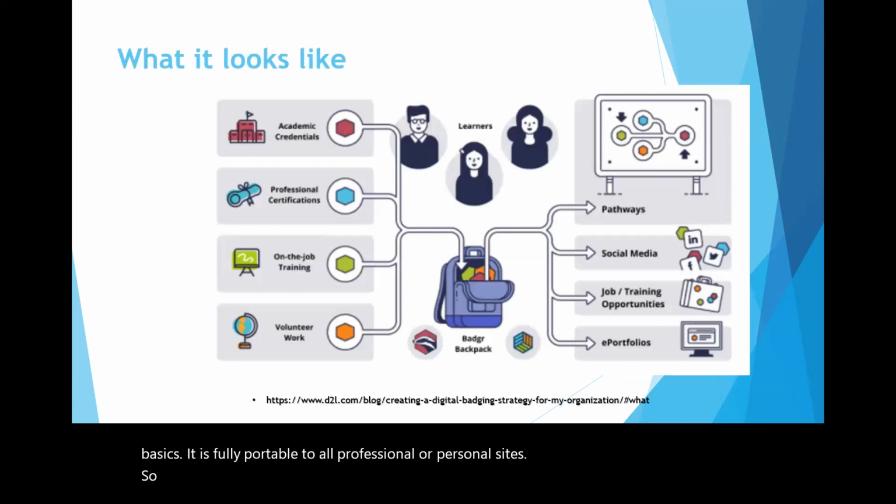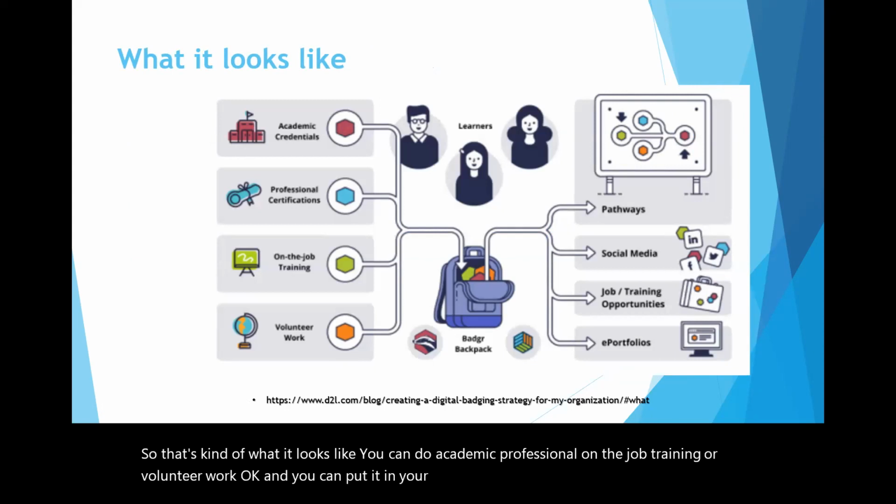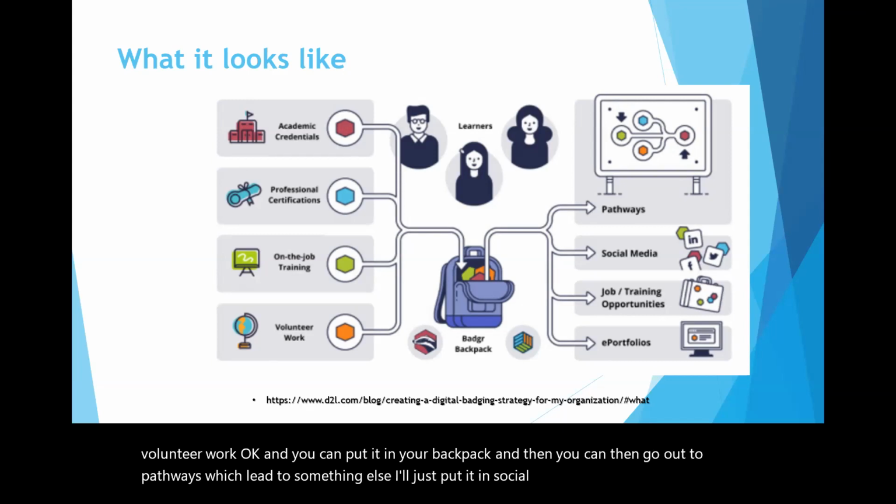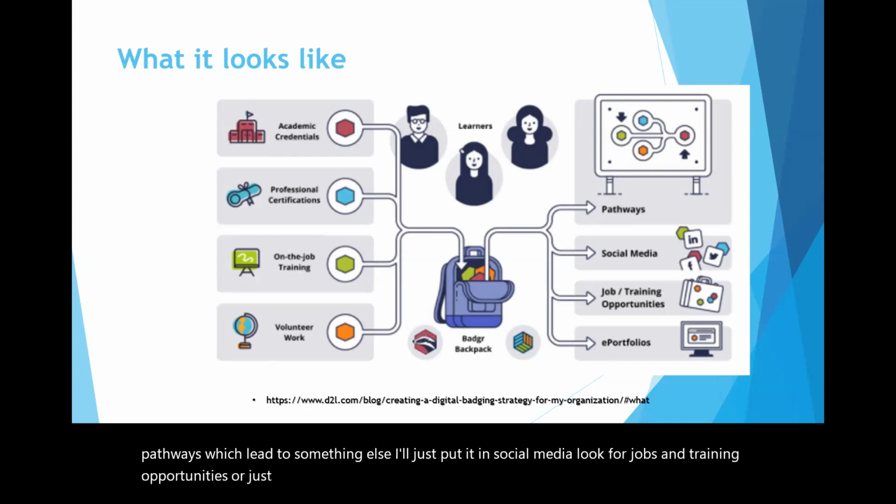That's kind of what it looks like. You can do academic, professional, on-the-job training, or volunteer work. And you can put it in your backpack, and then you can go out to pathways which lead to something else. Just put it in social media, look for jobs and training opportunities, or just put it in your e-portfolio. Lots of reasons that a student may want to do this.